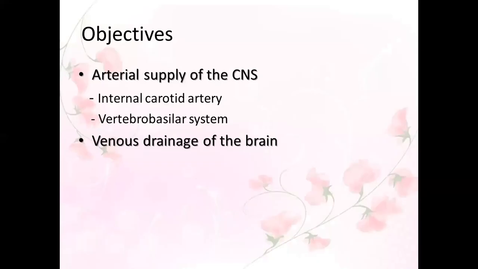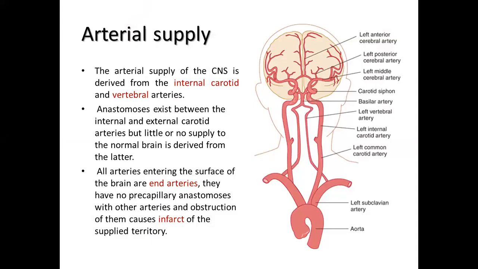Objectives: arterial supply of the CNS and the venous drainage of the brain. Arterial supply of the CNS is derived from the internal carotid and vertebral arteries.